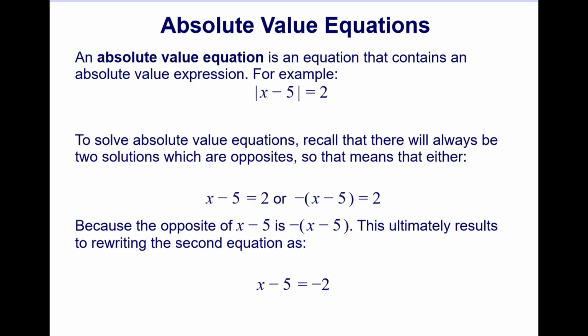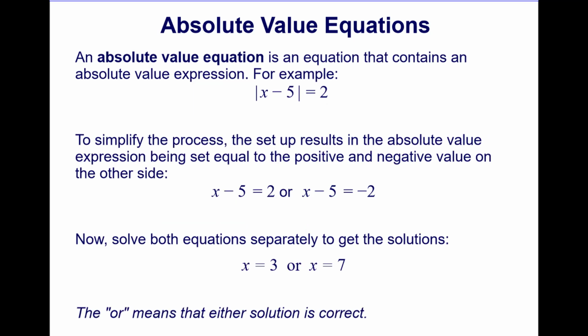So that means that either x minus 5 is equal to 2 or the opposite of x minus 5 is equal to 2. Because the opposite of x minus 5 is the negative of x minus 5, this ultimately results in rewriting the second equation as x minus 5 equals negative 2. To simplify the process, the setup results in the absolute value expression being set equal to the positive and negative value on either side.